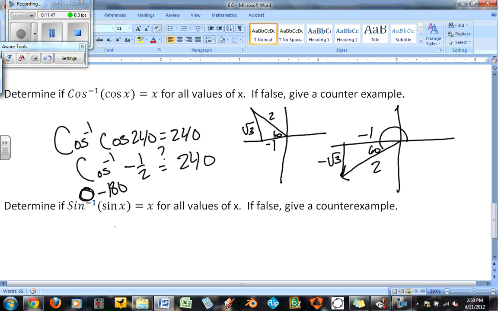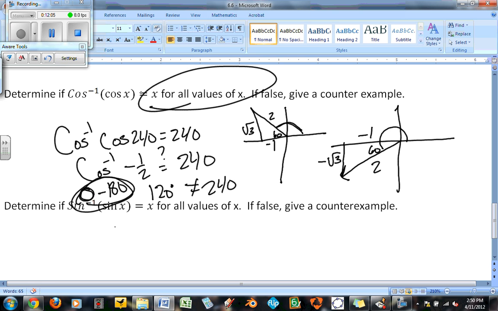I can get a cosine of negative 1 half within this range right here, but that's not going to equal 240. When I do the capital cosine inverse of negative 1 half, that is actually 120 degrees. It's this right here. That does not equal 240. So that does not work for all values of x. All right, so there's my counterexample. That's where it doesn't work. So in order to solve those, you just pick angles that you can think of, and see if it's true.